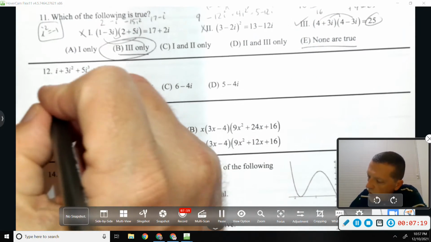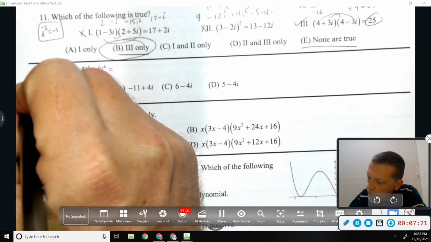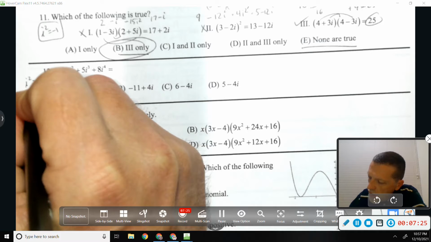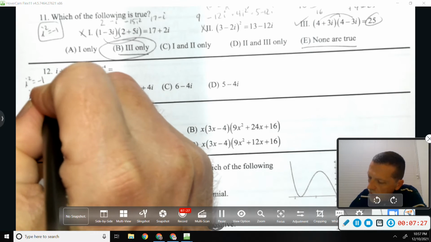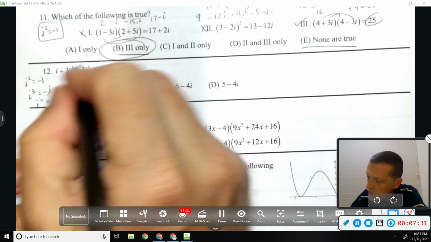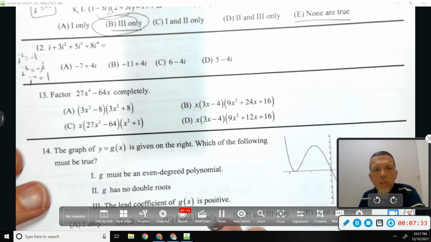12 is more i with math. i squared is -1. i cubed is -i. i to the 4th is +1. And then make those substitutions and see what you get.